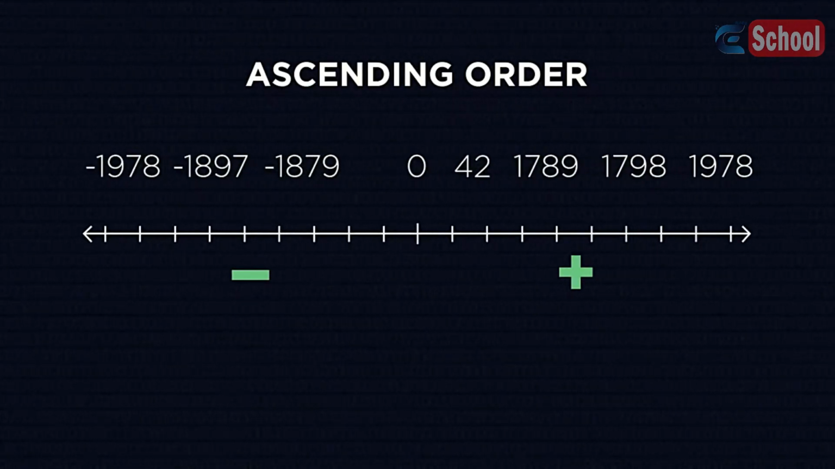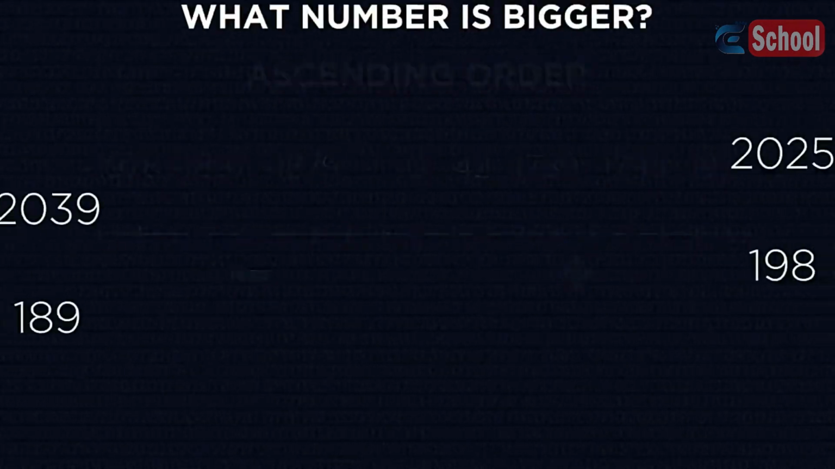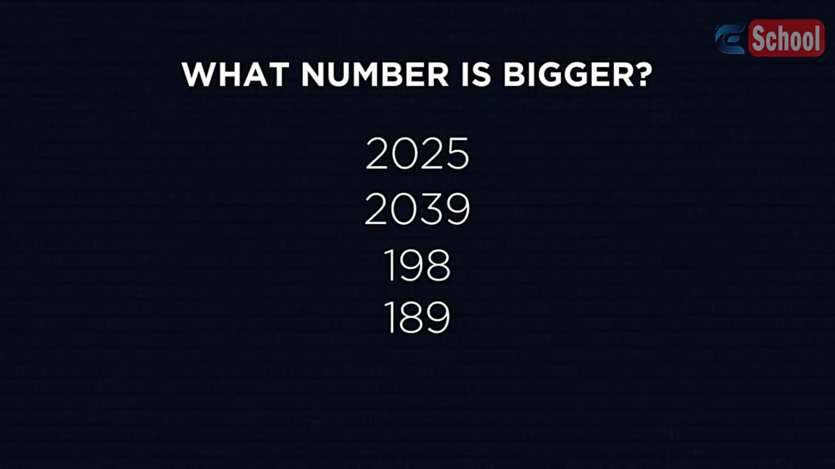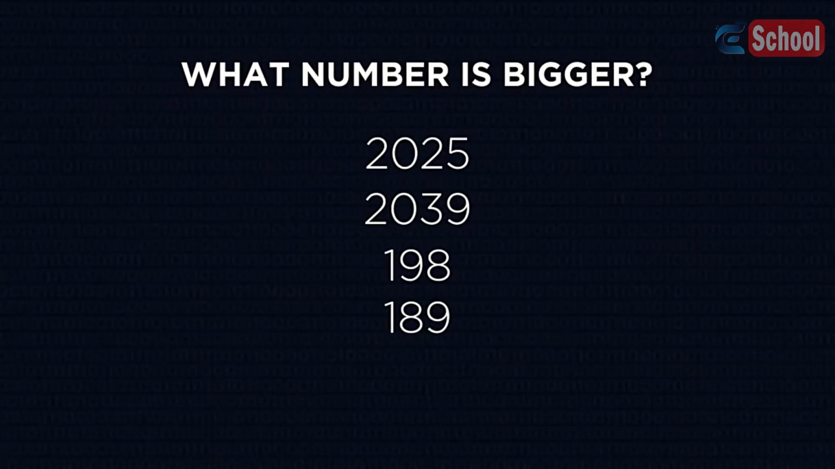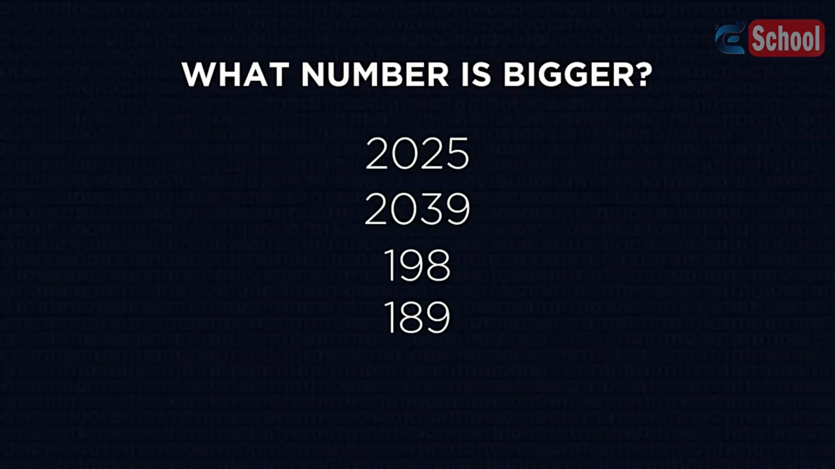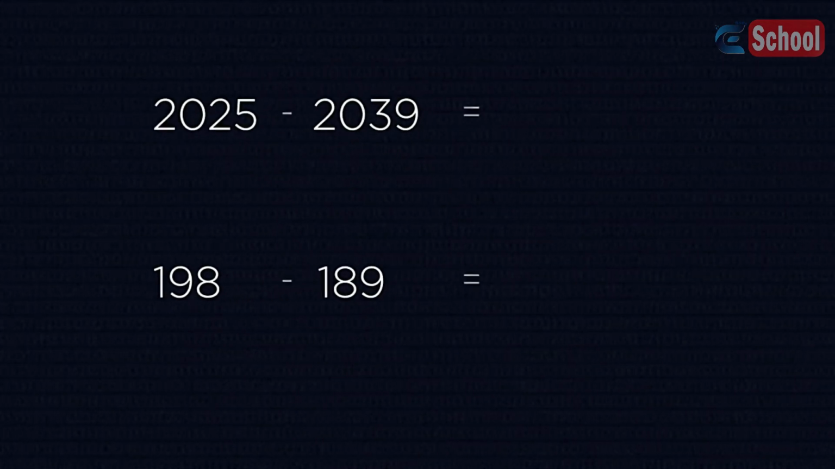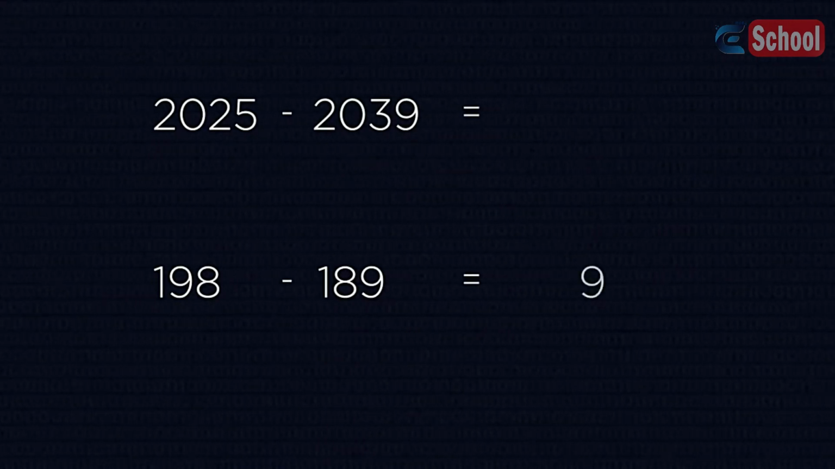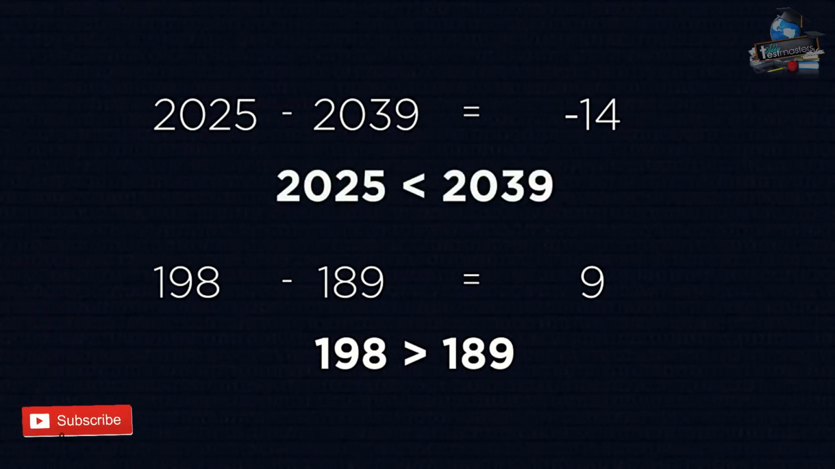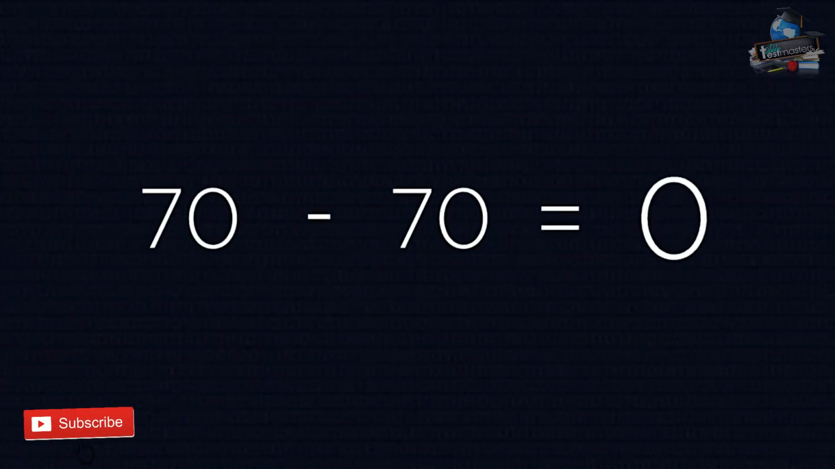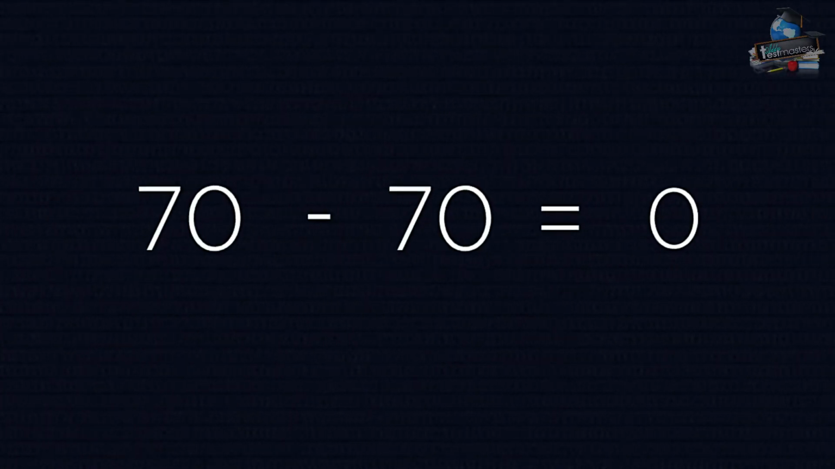Did you get them right? There is also another method to find what number is bigger. You can use it if you know how to do operations with integer numbers. Just subtract one number from another. If the result is a positive number, then the number that you are subtracting from is bigger. If the result is a negative number, then the number you are subtracting is bigger. If the difference is 0, then the numbers are equal.